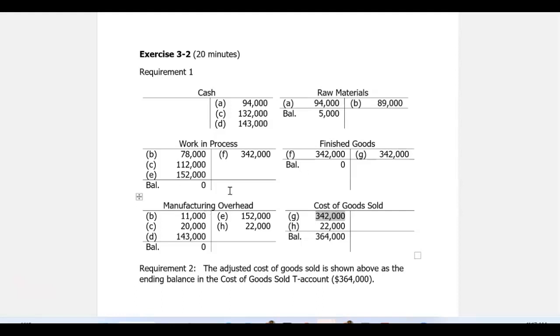So now work in process is 0, finished goods is 0, but manufacturing overhead is not. Manufacturing overhead is under applied. By how much? By 22. So we close that under application of manufacturing overhead by crediting additional 22,000 to make it 0 manufacturing overhead balance, and we transfer that into cost of goods sold. And that is total cost of goods sold of $364,000. Okay.